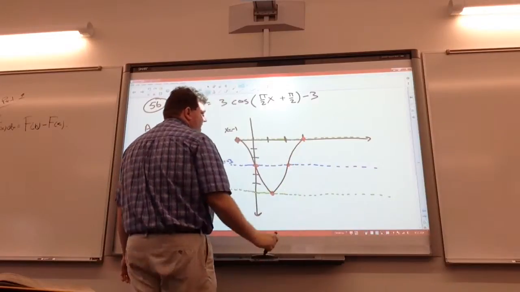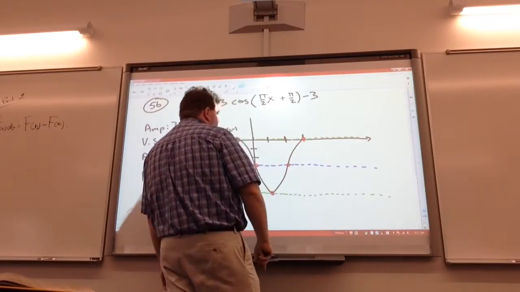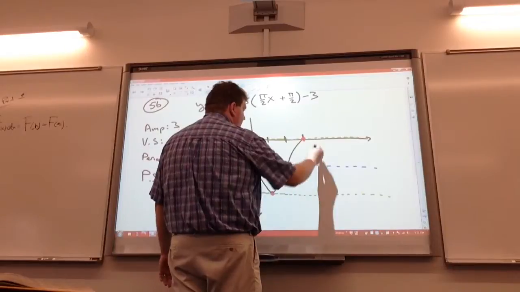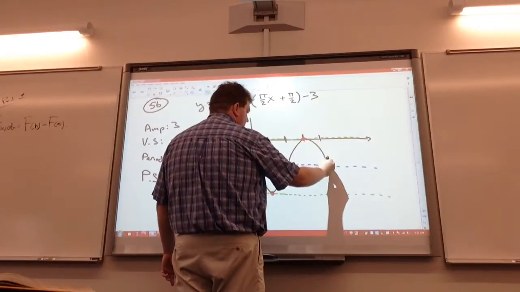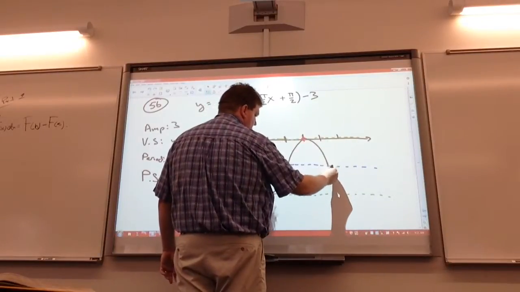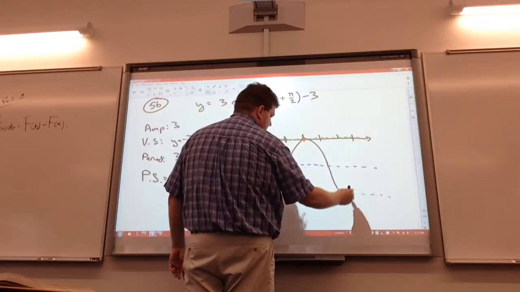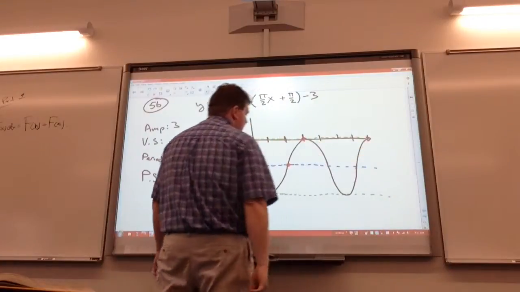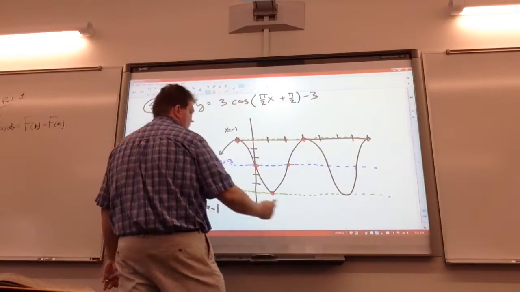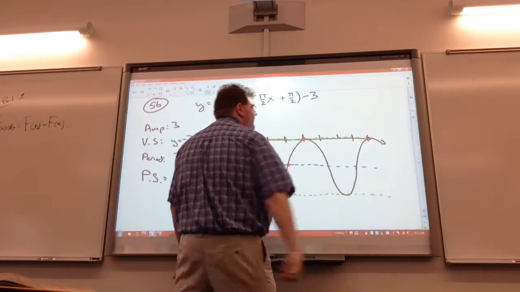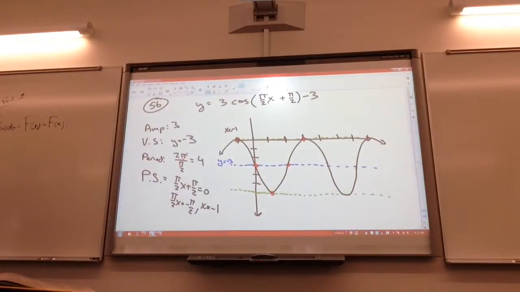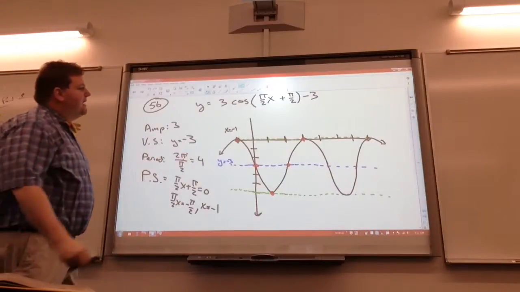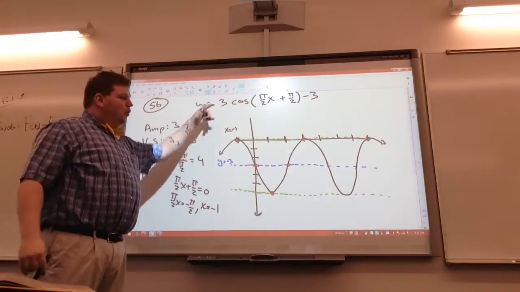The graph would do that, and it would actually repeat. I could do multiple cycles of it. This one's fairly easy to do for multiple cycles, because by the next time it would come down there, come up there, and hit up there, like that. And so you get the nice wave. So there's your cosine wave. This is the graph of that.